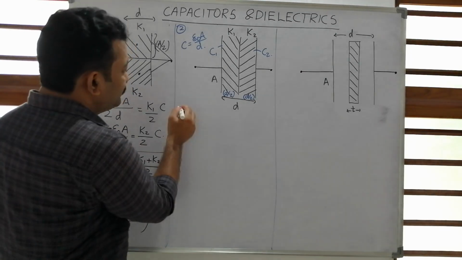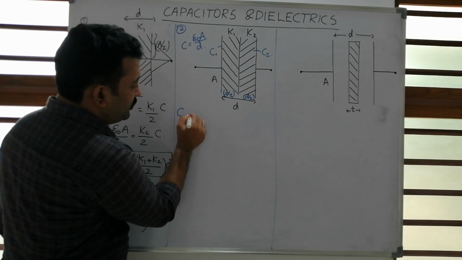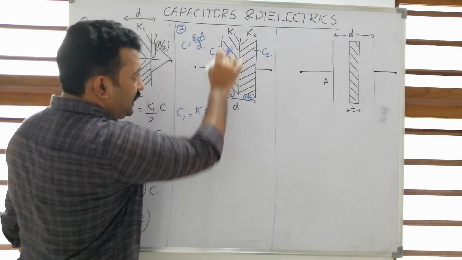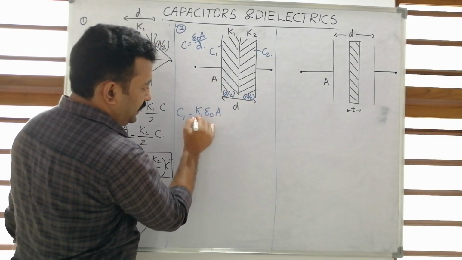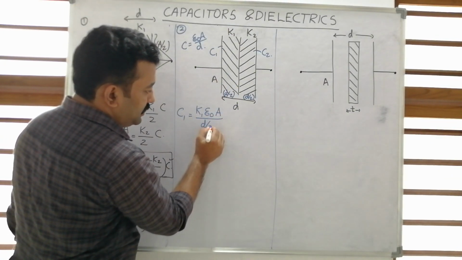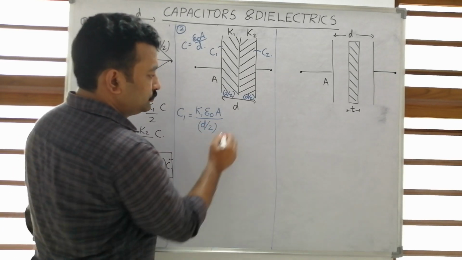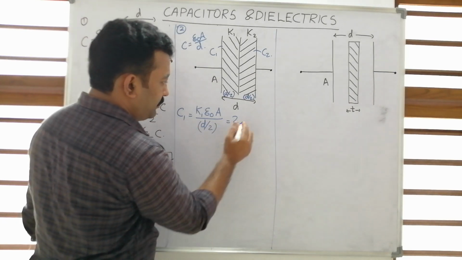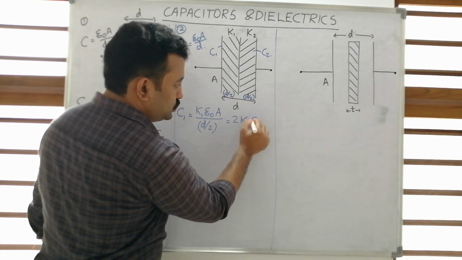What will be the value of C1? C1 will be K1 epsilon 0. A is the same for both. A divided by D by 2. Or this becomes 2 K1 epsilon 0 A divided by D. Or I can say 2 K1 C.